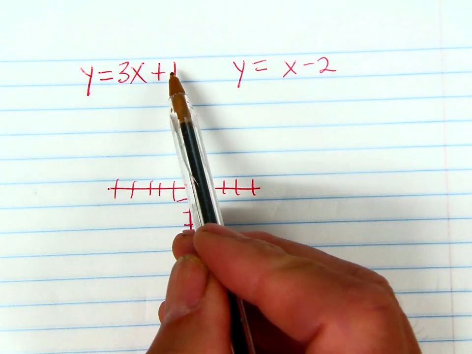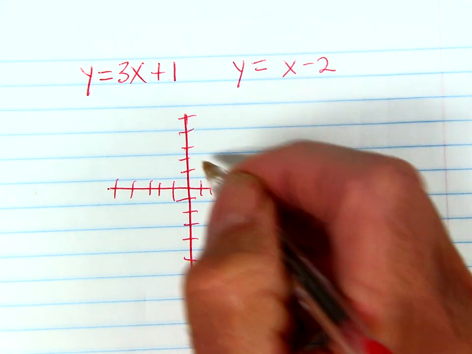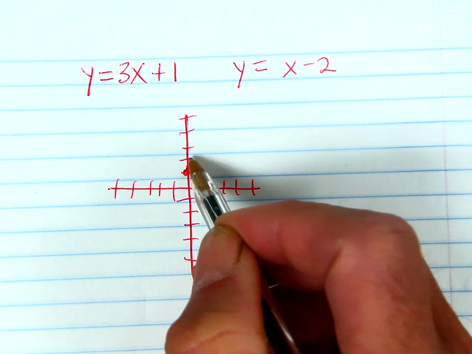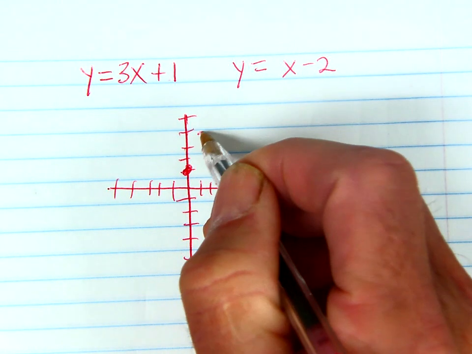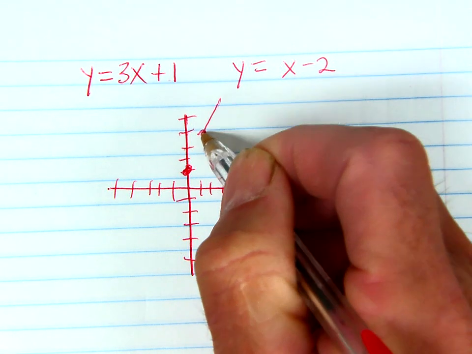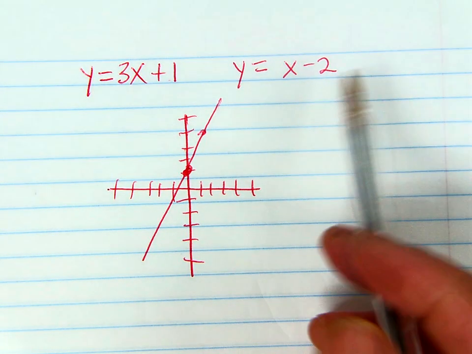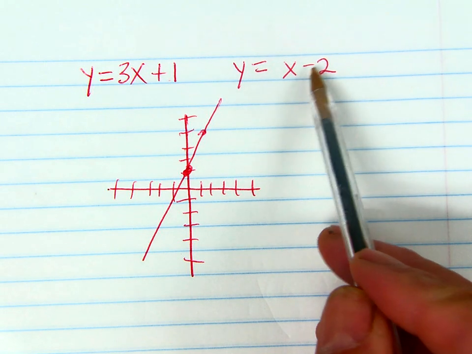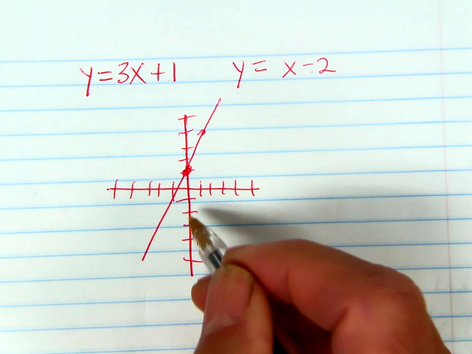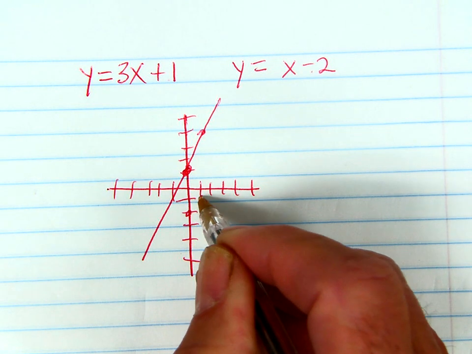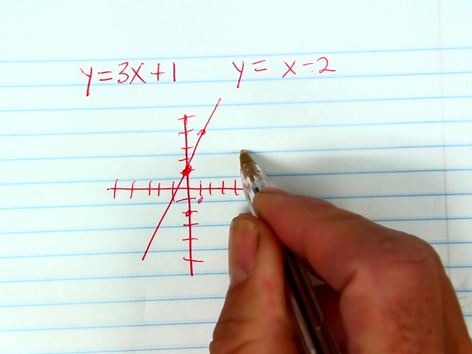The first one starts right here at positive 1, so boom. And then you go up 3, 1, 2, 3, over 1, boom. Draw your line. The second one starts right here, negative 2, so negative 2, and then you go up 1, over 1, boom. Draw that line.